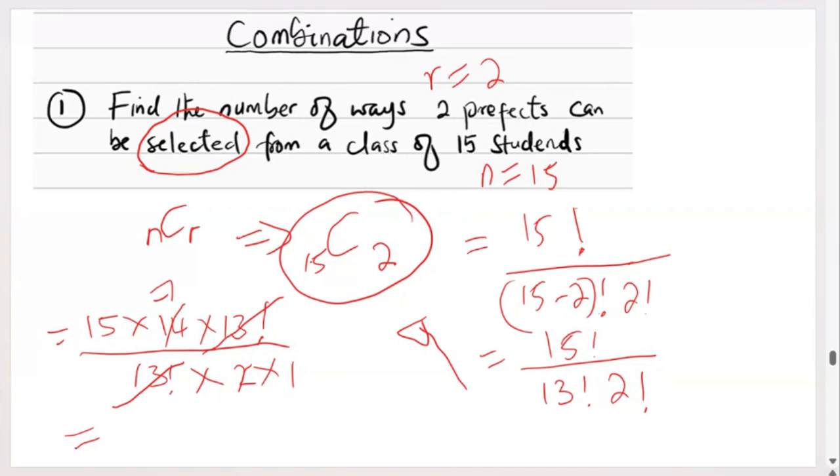15 multiplied by 7 is 105 ways. Me? No, I was saying the answer. Yes. All right. Okay.